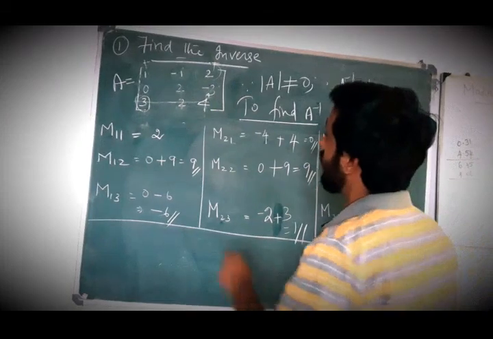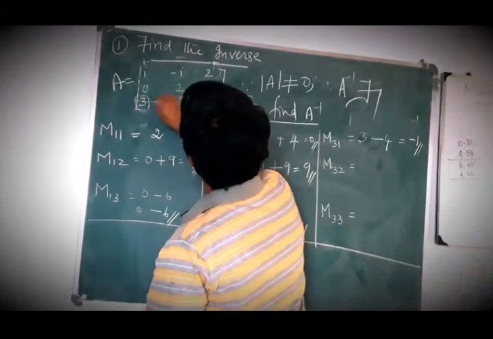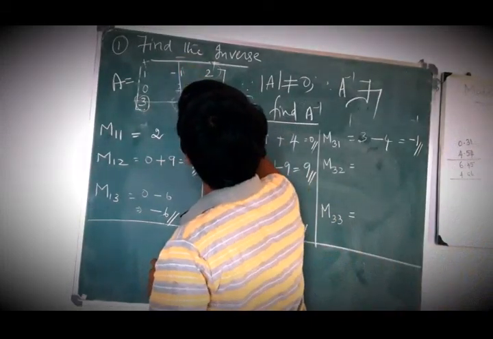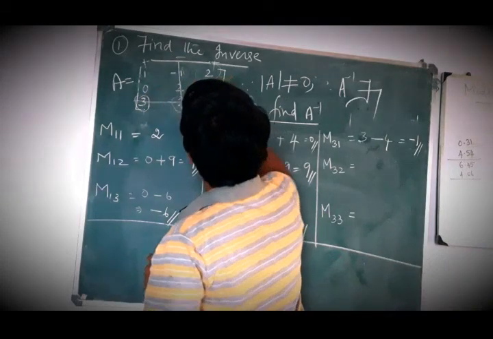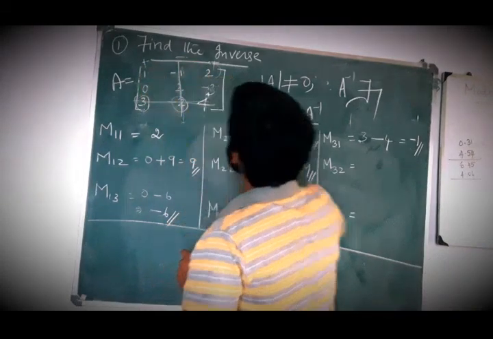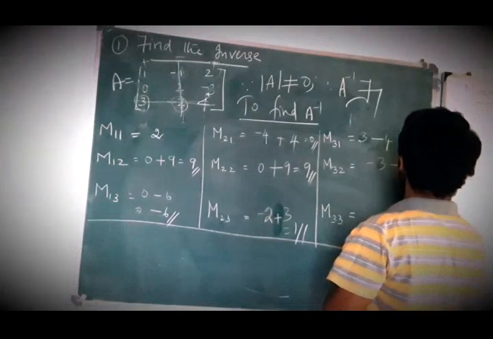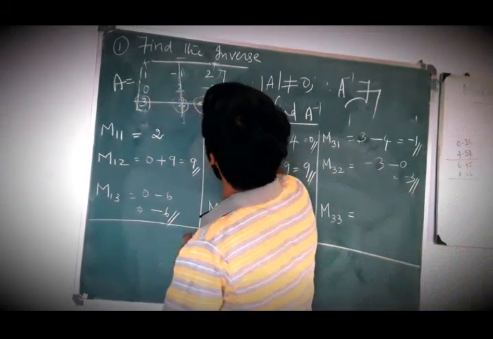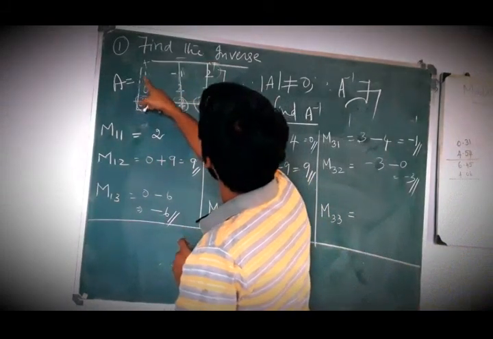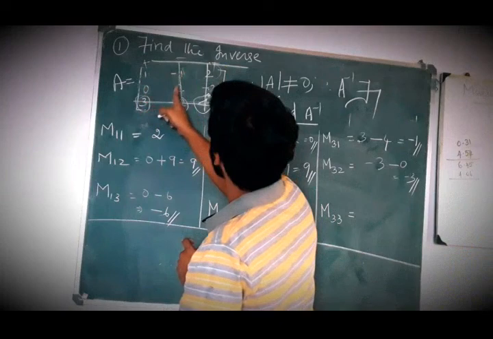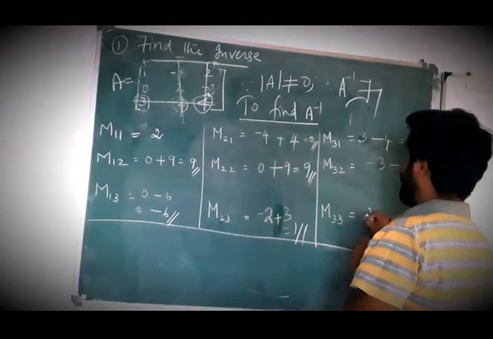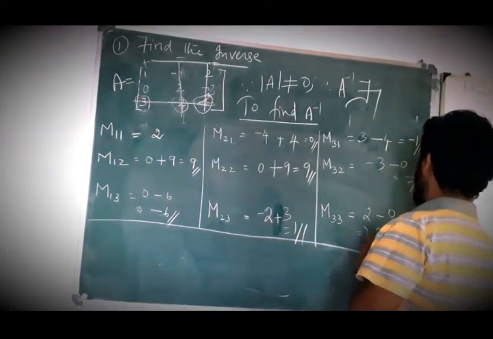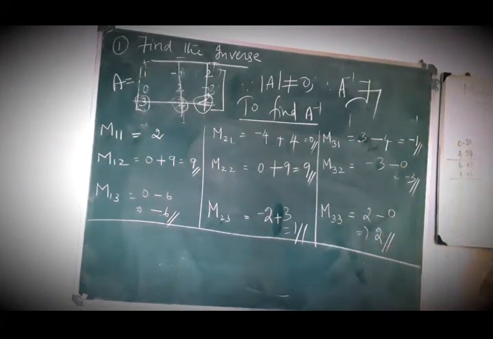Now M32. I have to eliminate this one. Minus 3 into 1 is minus 3, minus 0 into 2 is 0, minus 3 minus 0 is minus 3. Now M33, third row, third element, I have to eliminate this one. So 1 into 1 minus 1 into 0, 2 ones are 2 minus 0. That is 2.